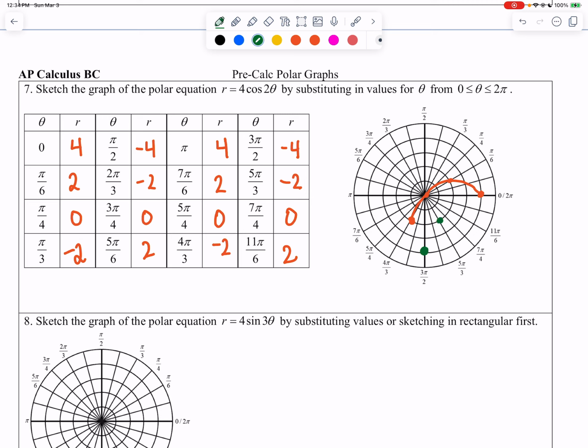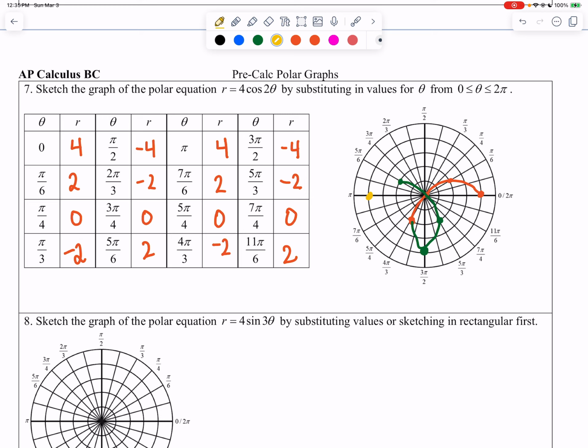And then at 5 pi over 6, we are back at, well, at 3 pi over 4, we're at 0. And then at 5 pi over 6, we're back at +2. So that's going to give us that right here. So now we have this right here. And hopefully you could see what's going on here, because then at pi, we're at 4.